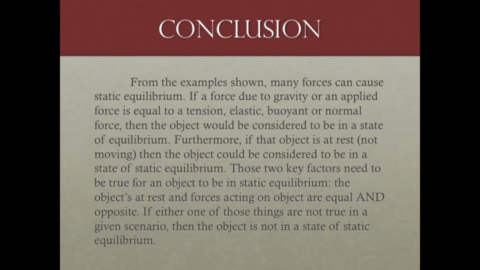These examples that I've shown you today all show the same thing, an object that is in static equilibrium. These objects are at rest, and they have forces acting on them that are equal in magnitude, but opposite in direction. Therefore, they can be said to be in a state of static equilibrium.